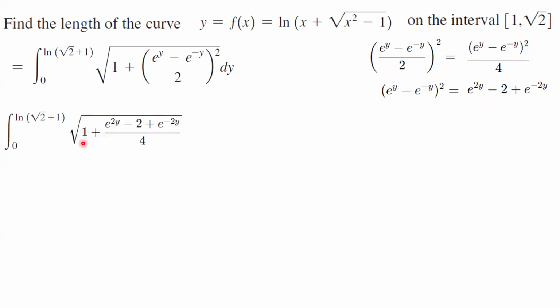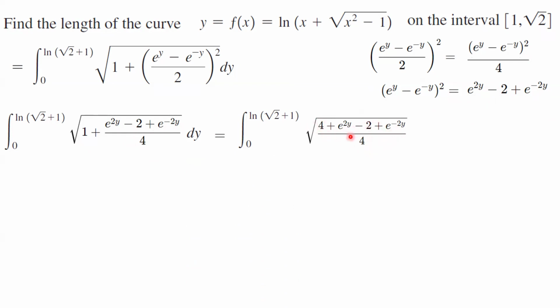Now inside the radical, you have 1 plus (e to power 2y minus 2 plus e to power negative 2y), which is this guy here, divided by 4. Then you take the integral with respect to y. But we have more simplification here. You need to take common denominator 4 here. You have the definite integral of the square root of (4 plus e to power 2y minus 2 plus e to power negative 2y) divided by 4.